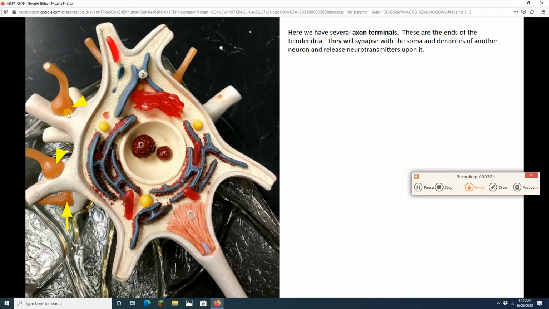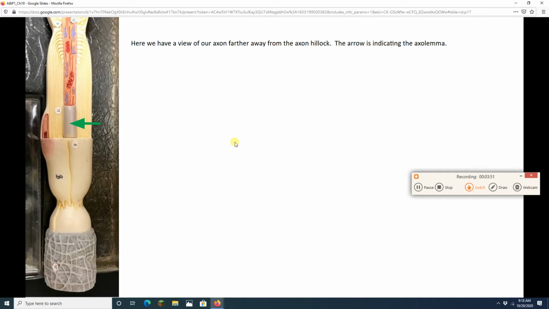So we see these axon terminals synapsing with dendrites here. They could also synapse with the soma of another neuron. And the axon terminal, of course, will have neurotransmitters inside it that are going to be released upon the dendrites or the soma of the neuron, where they can open channels, create graded potentials, all things we talked about in lecture.